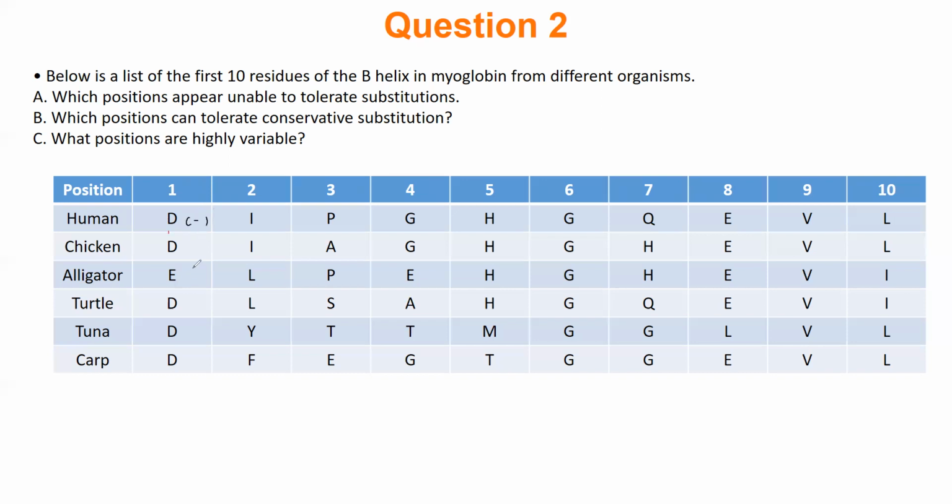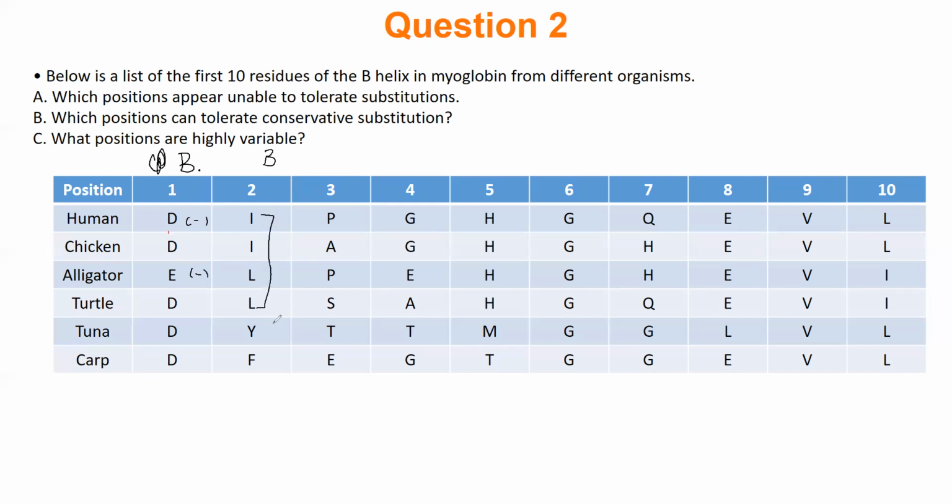Well, D is negative, E is negative. So this would be conservative. I guess conservative is answer B. So that's conservative because it can be either negative. 2, so we got a couple of different answers here. I would say this is conservative.